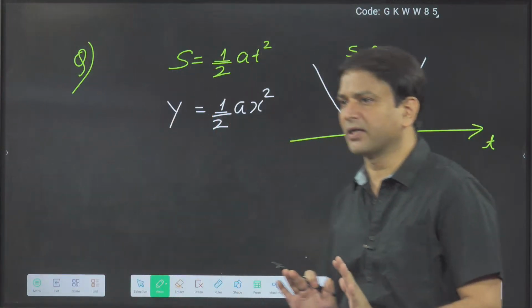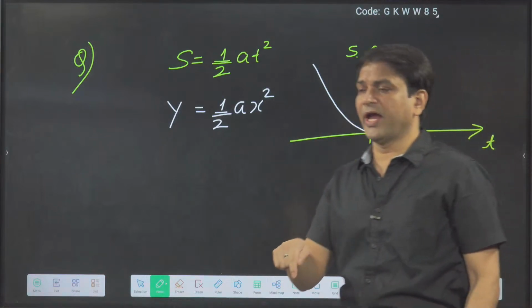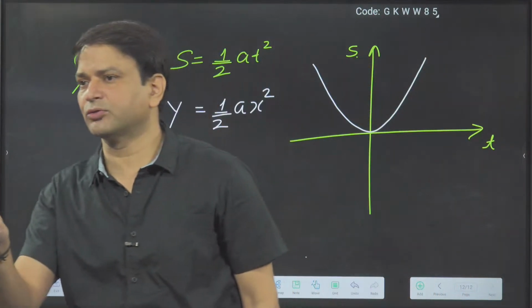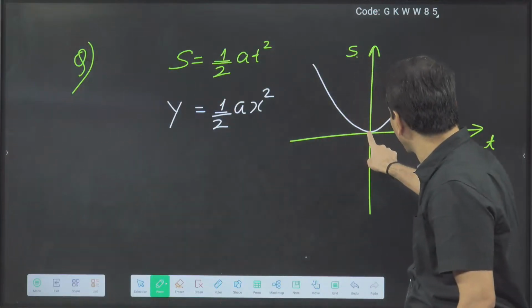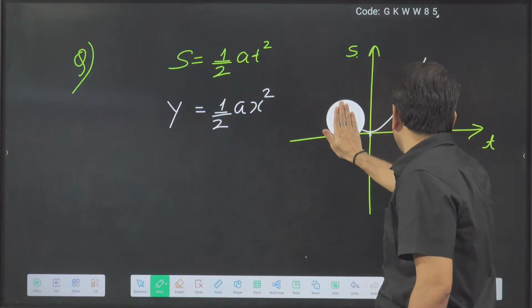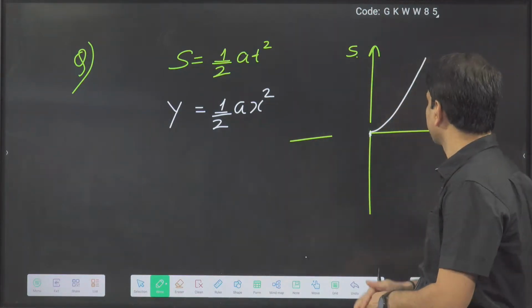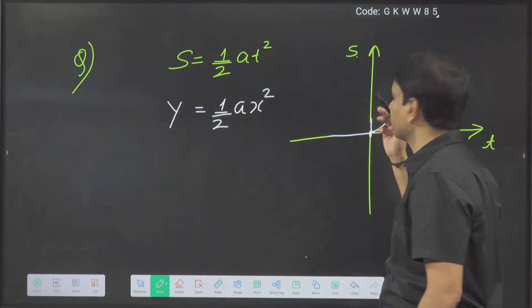So we decide the pattern. What is the pattern? The pattern is this. But what we have to do: time cannot be negative, so the negative time part we will remove. Okay. So here, this point is what? T is equal to 0. So this point is t is equal to 0. So before that, I will remove the graph. So the graph is this only.